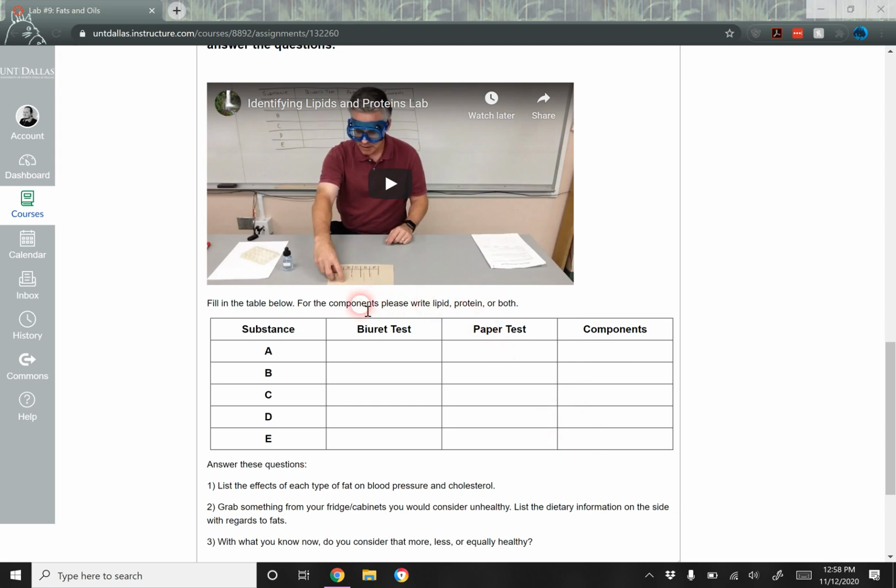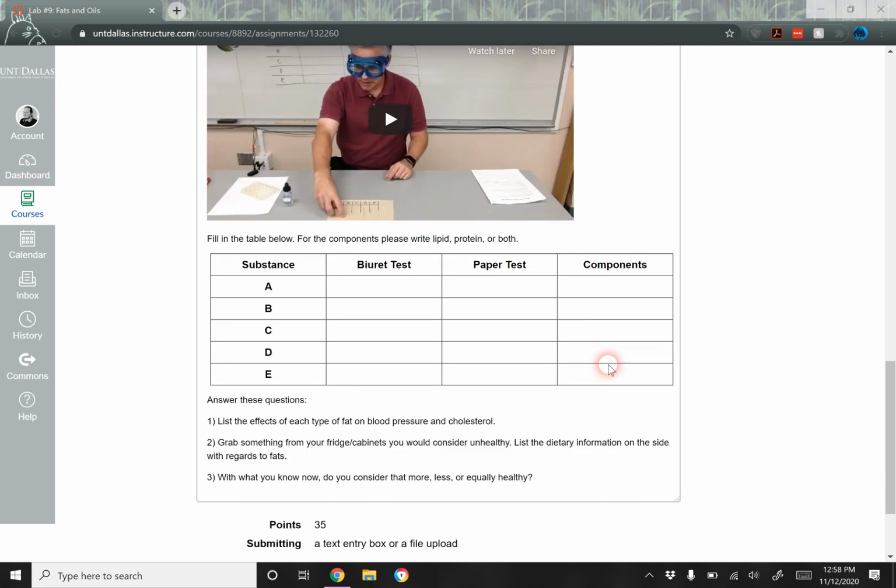So here I've made a note that says write lipid, protein, or both. So if it has a double positive, that would be both. If it's only positive for lipids, just write lipid. And if it only gives you a positive with the Biuret test, you would just write protein. Okay, so just fill in this table.